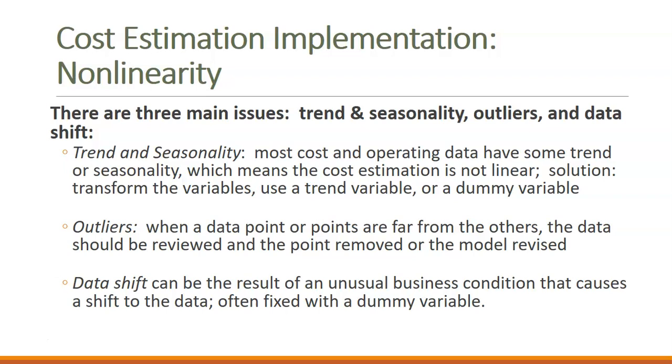We also have outliers. That's when a data point or points are far away from the others, or data is nonlinear. Or a data shift. This could be the result of an unusual business condition that causes a shift to the data, something like COVID-19. This can also be fixed with a dummy variable.